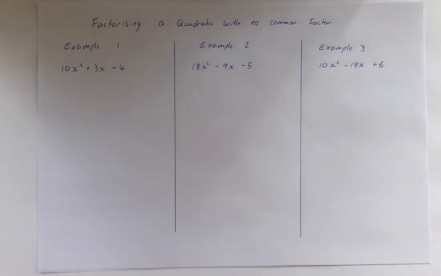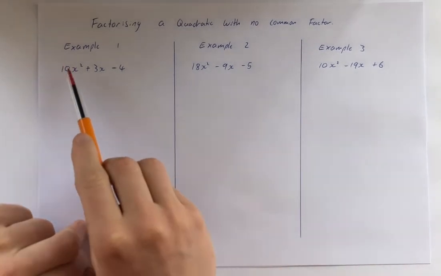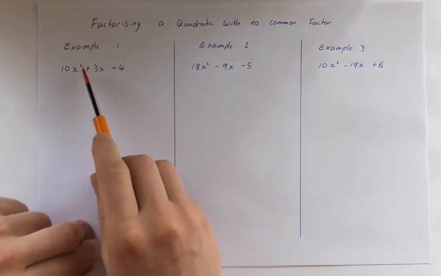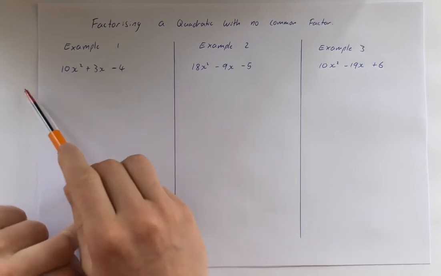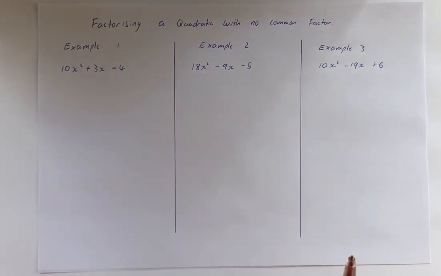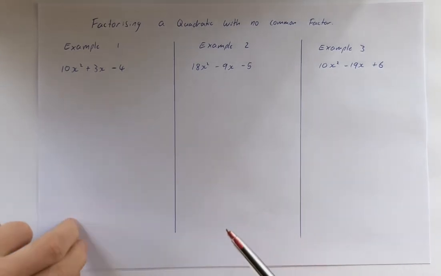So I've got 3 examples and then I've got 8 questions for you to do. So without further ado, we'll get into it. So when you're confronted with a quadratic like 10x squared plus 3x minus 4, you can see that there's no common factor that can be sucked out and left out the front. So we need to have a method that we can use to deal with this.